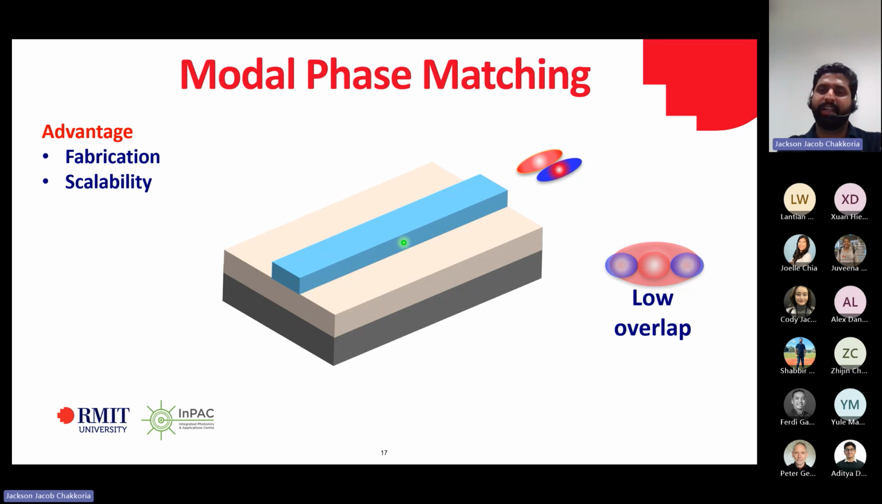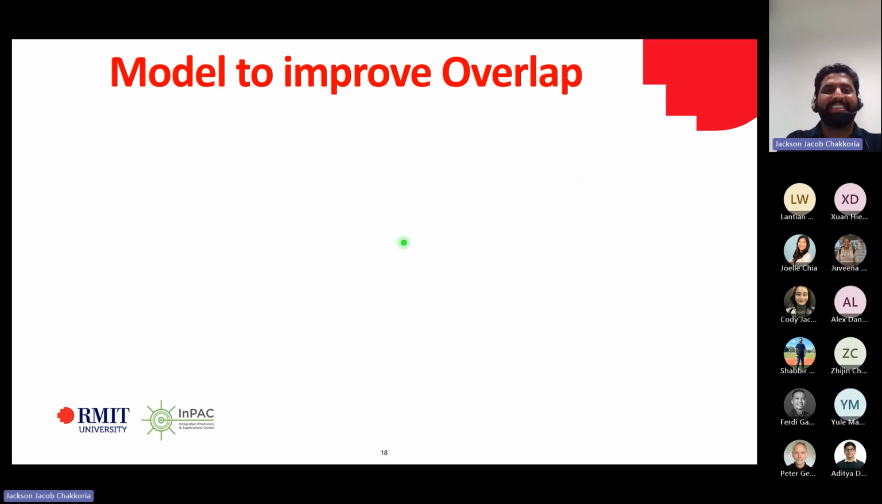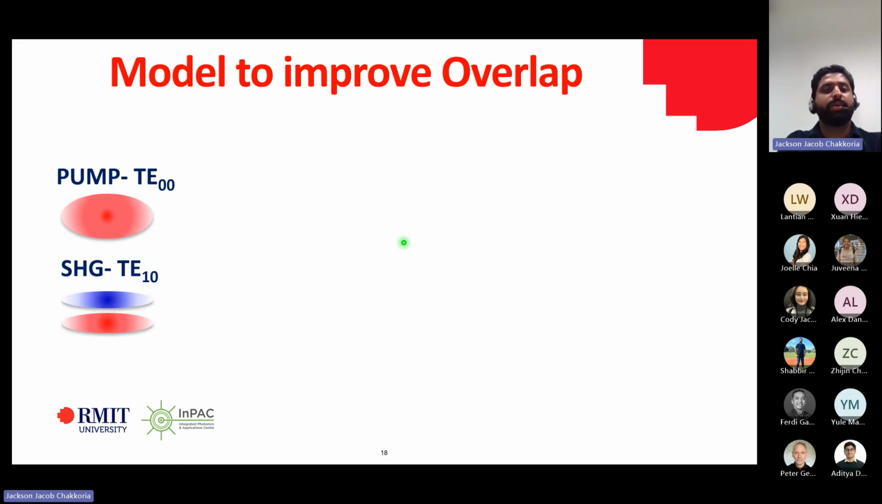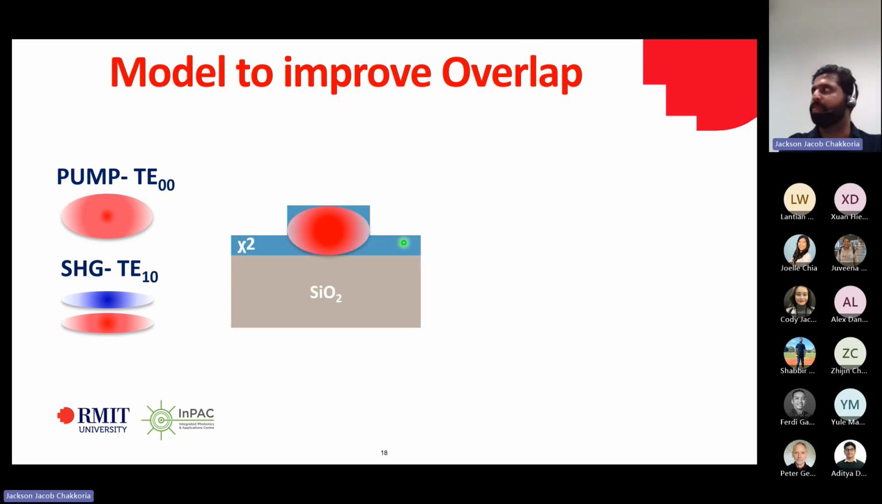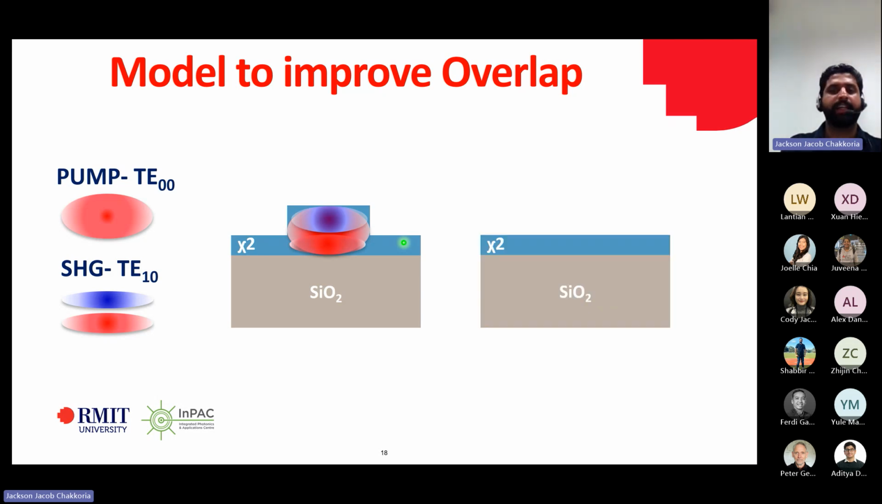Again, these things are quite in-depth about how the technology works. On the surface, this is quite confusing. Sorry, I'm explaining this because I want to make the technology more known to you. So we have to improve this overlap issue. What we have done is take particular modes that can give a good modal overlap with the pump mode. We have done that by using a vertical TE mode.